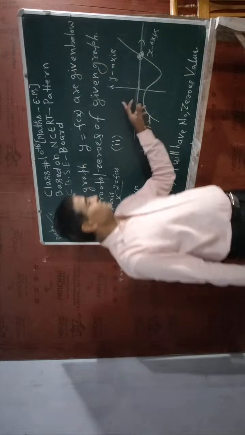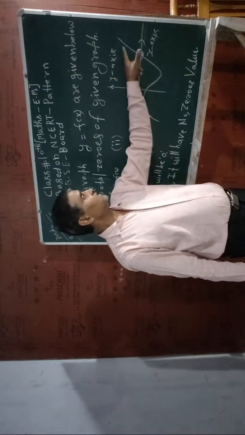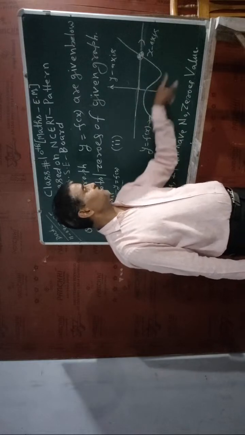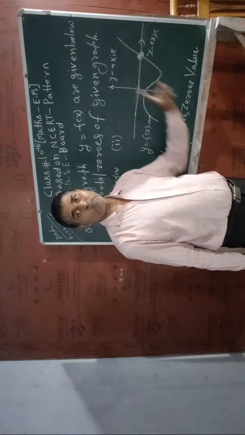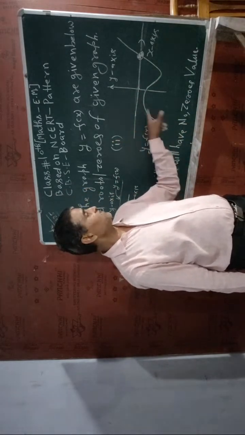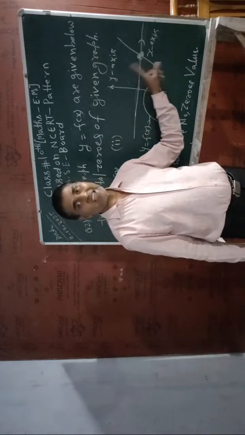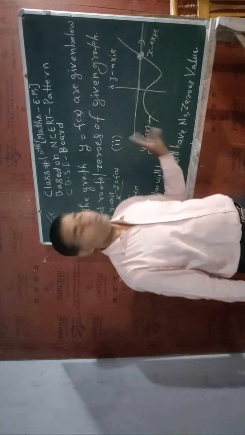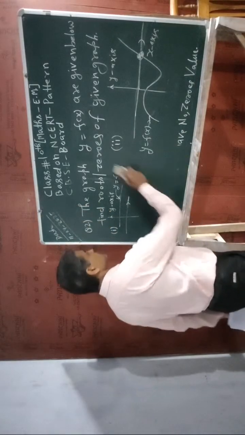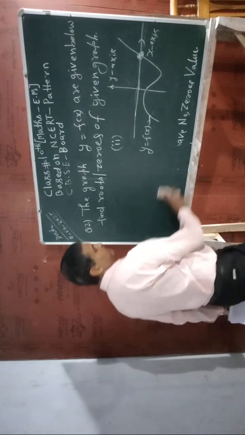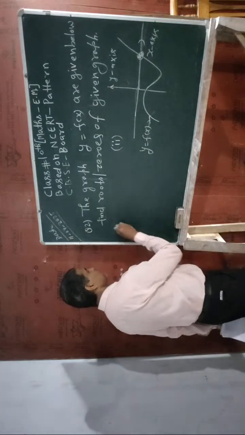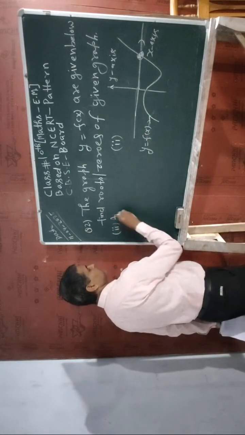But here in this diagram I am saying this is a curve, y equals fx, and this curve is intersecting the x-axis at one point, so I will say its zero value is 1, because this curve is intersecting the x-axis at one point. So this is the first diagram and its answer I have written here. And the answer of the second question I am writing.